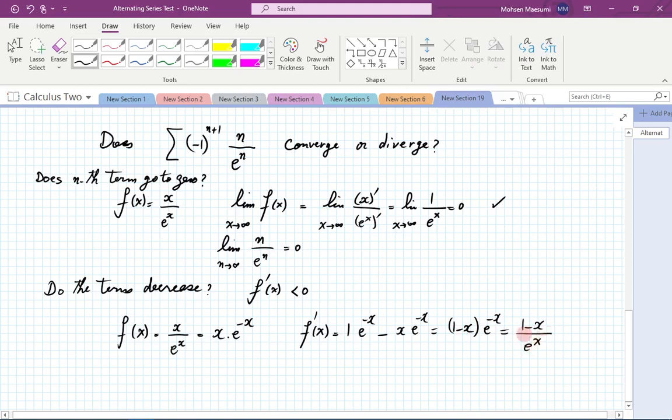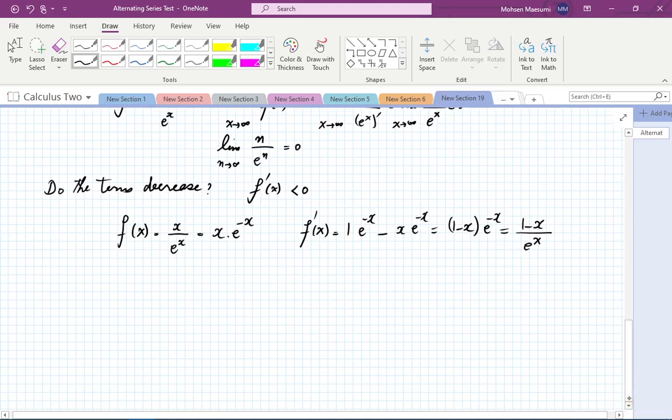Well, what is it that we are investigating? Is the derivative negative or not? Well, the denominator is always a positive quantity. Numerator, if x is 0, well, that's positive. If x is 1, that's 0. If x is 2, this is negative, x is 3 is negative, x is 4 negative. So this thing obviously is negative for x larger than 1. We obviously see that f prime of x is a negative quantity for x's that are larger than 1.